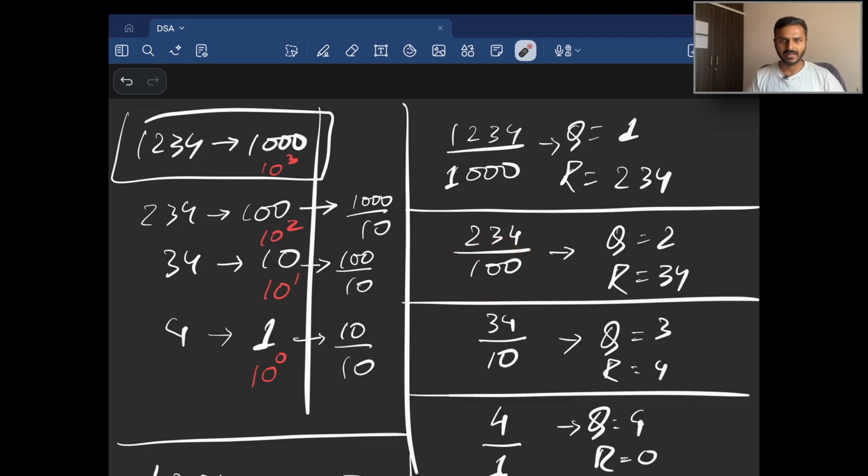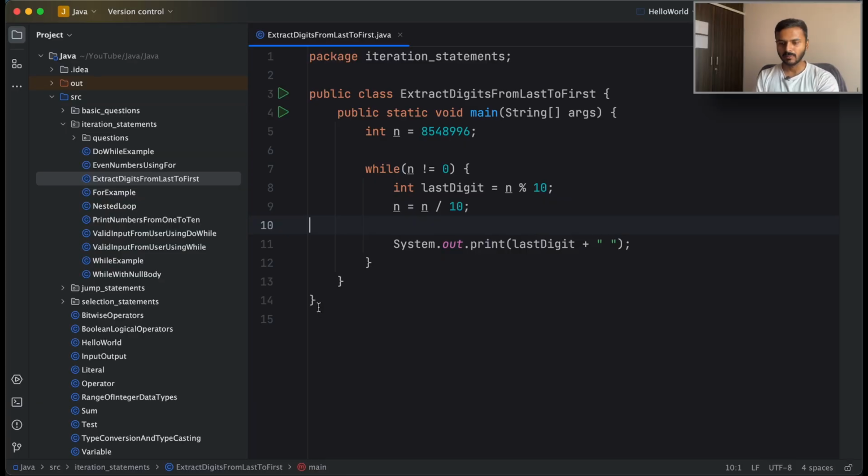So taking all of this into consideration, can we solve this problem? That is, can we take a number and can we now print all of the digits from the first to the last of the given number? We can, right? So there's a lot of things that we have discussed right now. Let's put each of them into code one by one. So for that, let's come to IntelliJ.